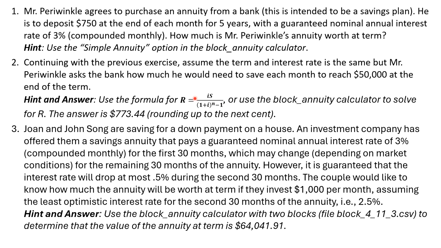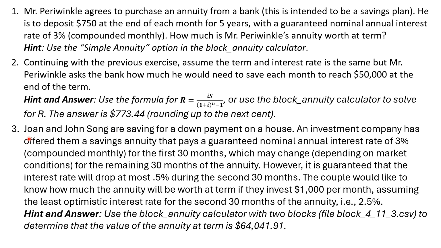Or if you don't want to do it manually, you can use the block annuity calculator. Again, you would use the simple annuity option, and you would fill in all the attributes except for R, and it'll solve and give you this solution here. So it's a little bit more than this number.